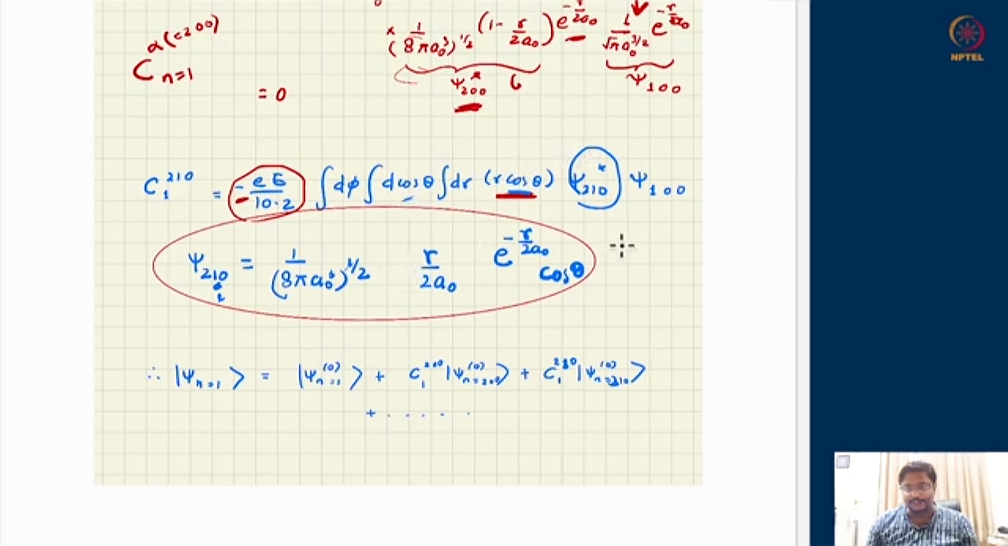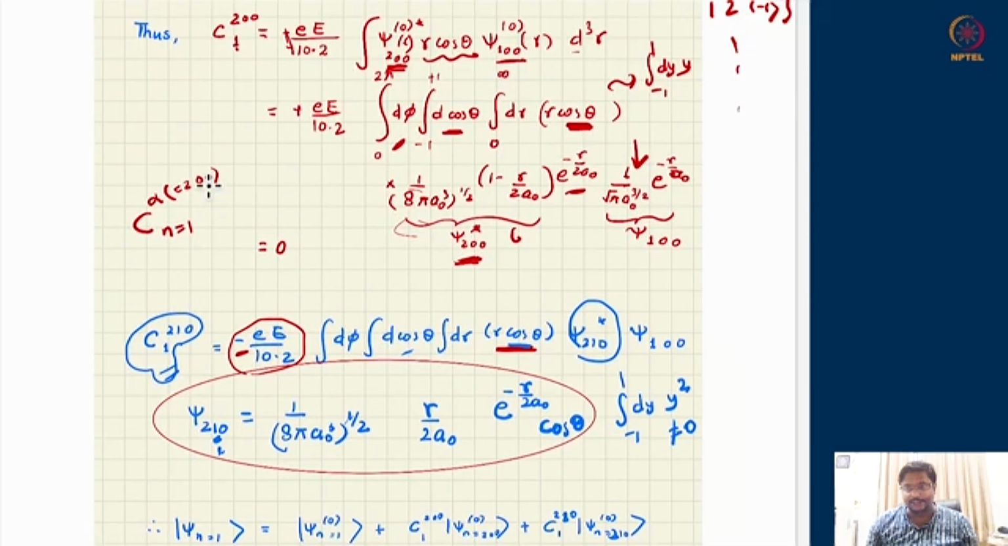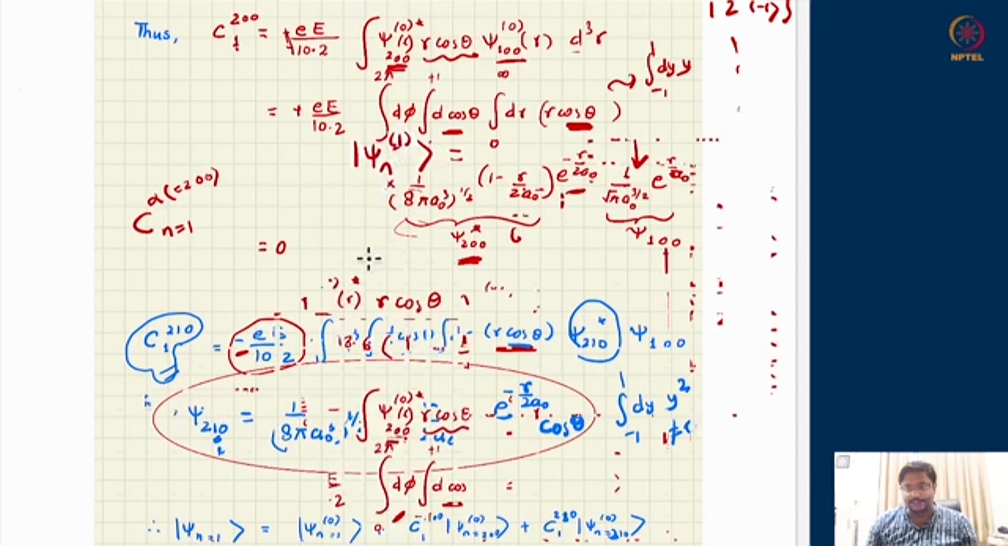So it is no longer an integration of a kind dy of y from minus 1 to 1. This is dy of y square, and this is not 0. So therefore, if I do this computation, C1210 turns out to be non-zero. So C1210 is not 0. So in this summation, at least one term is present which is non-zero. That means psi n1 is non-zero.